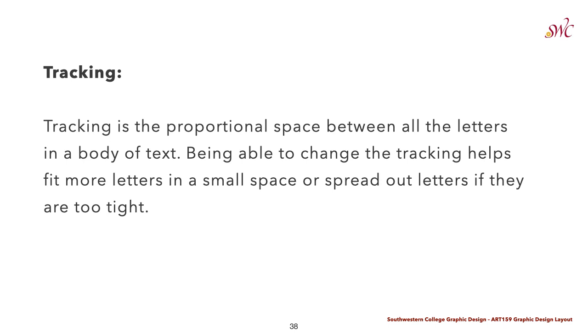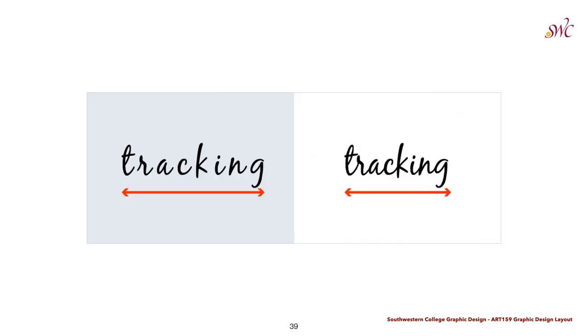Now, in addition to kerning, we also have tracking. This is going to be similar to kerning, but this is actually the spacing between all the different letters within a specific word or line of text. So now we can see that tracking actually has to do with the spacing between all of the different letters, or again, words within the line of text itself.